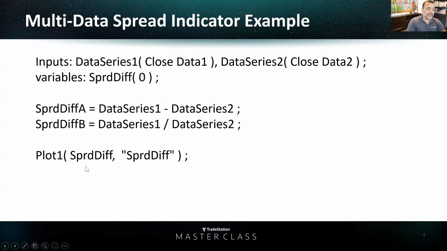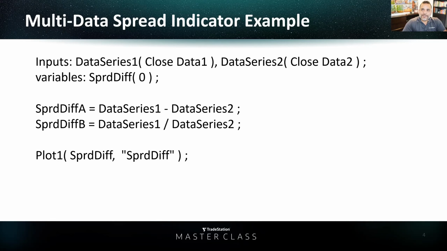And of course, plot 1 is just plotting the spread diff. This is also something that would give us a 0 all the way across. You are assigning a calculation here, but they're being assigned to spread diff A and spread diff B. And what you're plotting here is spread diff, which is none of those two. Spread diff, based on the variable that was declared right here at the very top, starts at 0 and it's not reassigned. So it keeps that 0 value across the chart, and you would get just a flat line for spread diff.